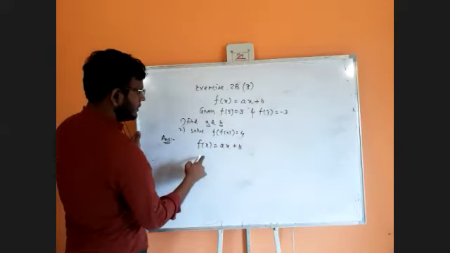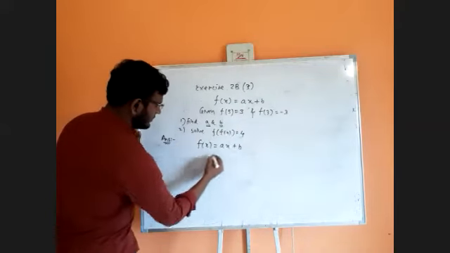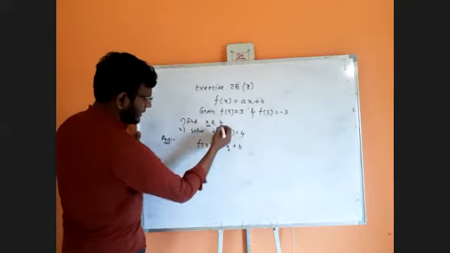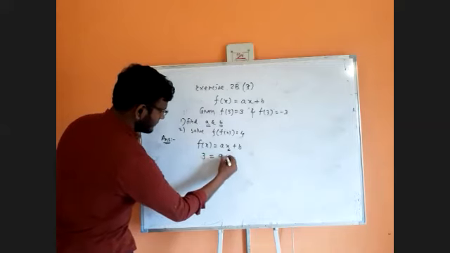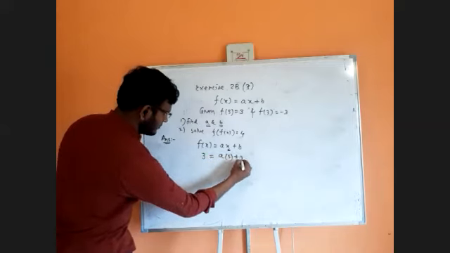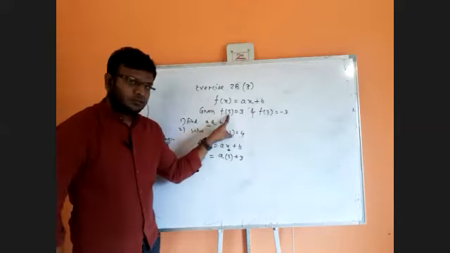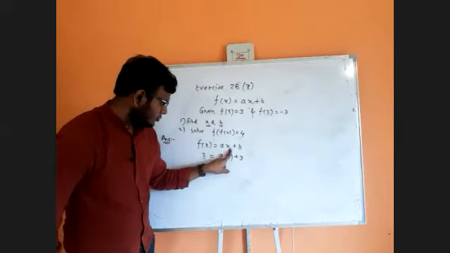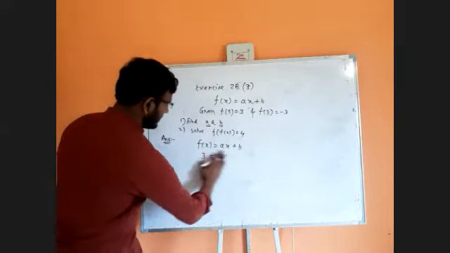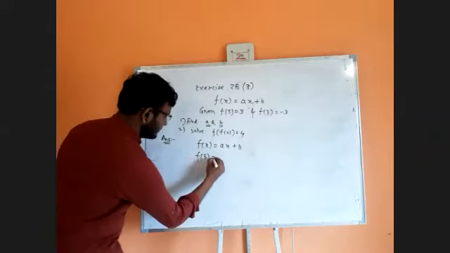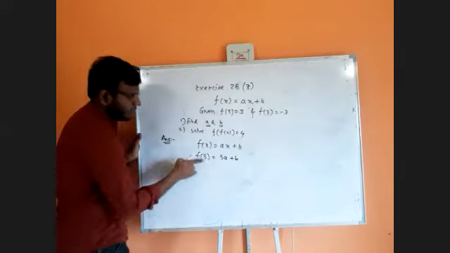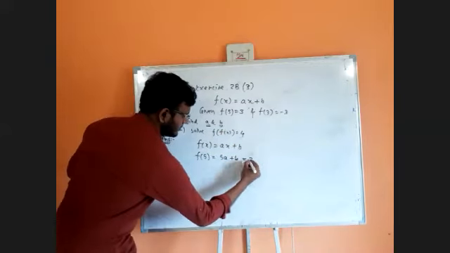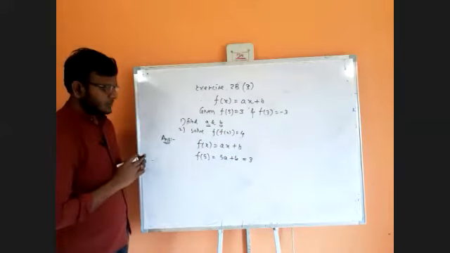It means what? f of 5 is 3. It means if I just put 5 over here, I'm going to get answer as 3. See, x is an input. This 5 is input. It means I have to put it as 5. But what is f of 5? f of 5 is 3. So I can equate it with 3. Clear?